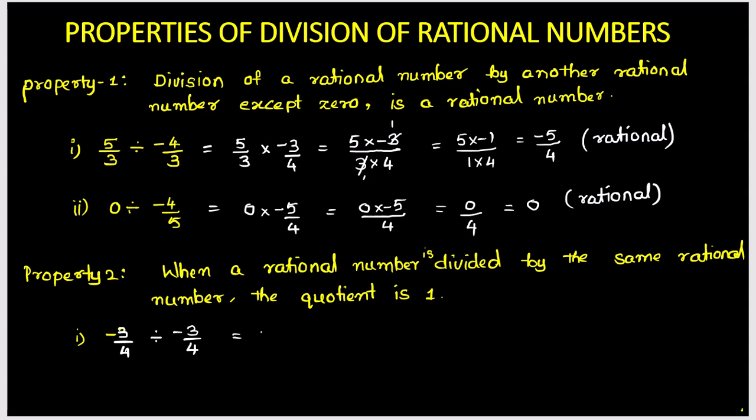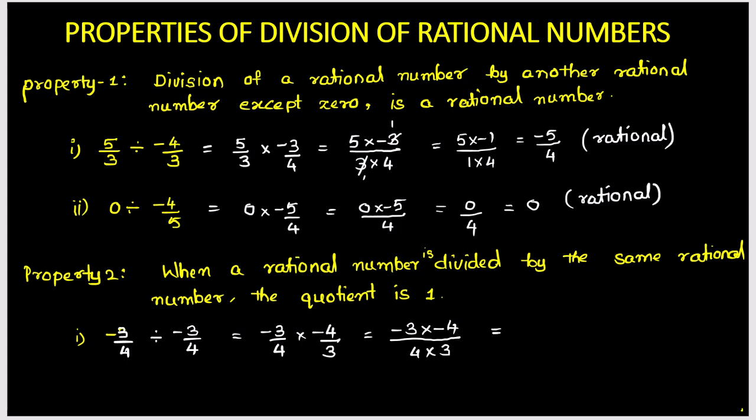So minus 3 by 4. Here, when we change the division symbol to a multiplication symbol, minus 3 by 4 will become its reciprocal, that is minus 4 by 3. So dividing by minus 3 by 4 is the same as multiplying by its reciprocal. That implies the product of the two numerators, that is minus 3 and minus 4, we write as minus 3 into minus 4, upon the product of 4 and 3, we write as 4 into 3.